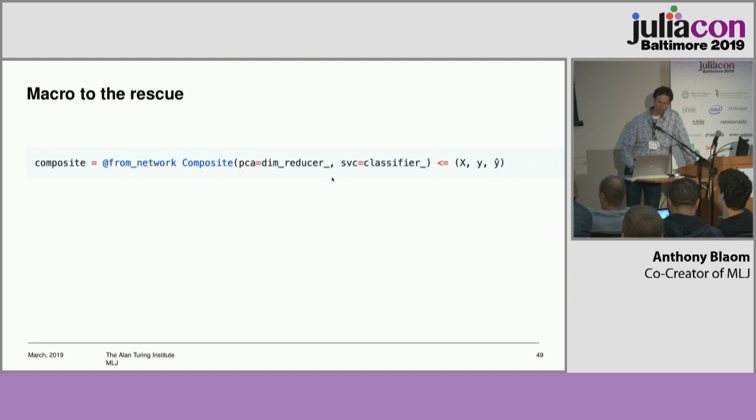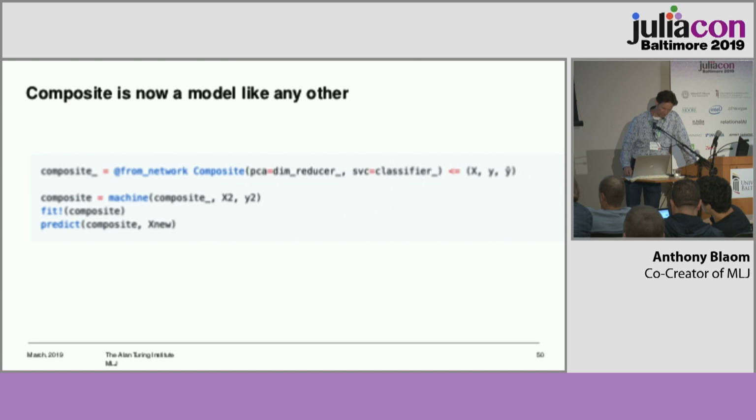So that's, I think, oh, one more step is just to make the point that this new thing I've constructed is a model like any other. Actually, what this macro does is it constructs a new model type and then also an instance of that type at the same time, using defaults from the defaults that were given in the network. And then you can fit it like any other model. So you can give it new data, say x2 and y2, fit it, predict, whatever you want to do with it.